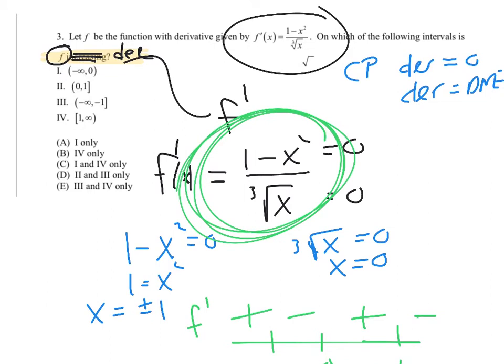So let's look at these choices. -infinity to -1 and 0 to 1. So I'm going to go with D, options 2 and 3 only.